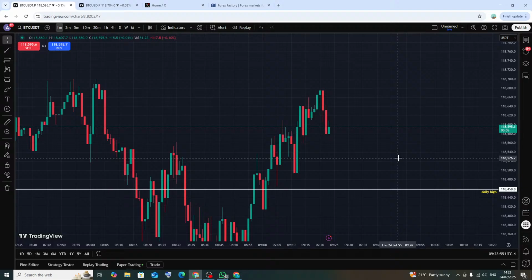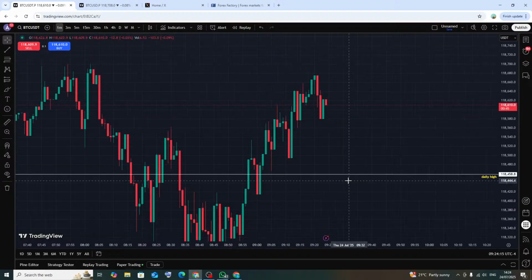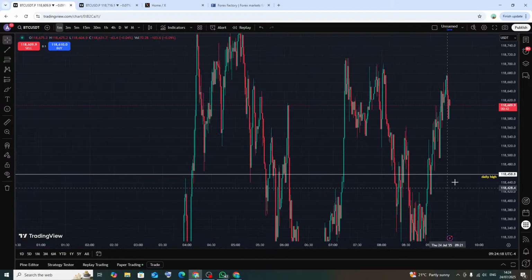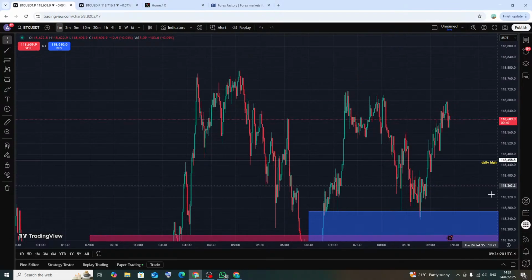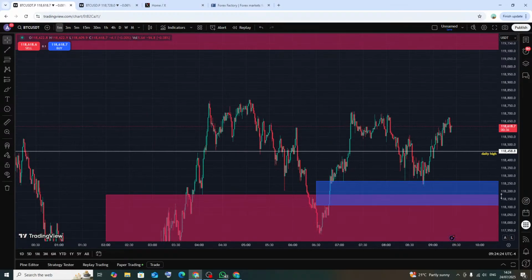I literally control myself not to buy, not to buy, not to buy. But I think the way it has formed these two candles, and the way it is not a very clean price action toward upside, we can anticipate a pullback toward downside from here. There is no denying that.